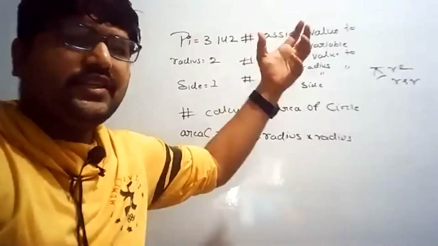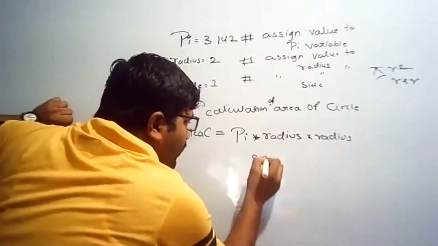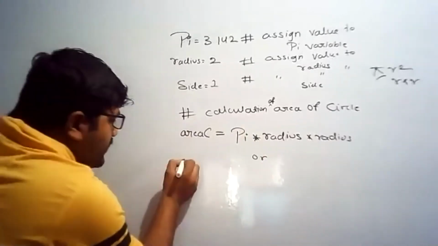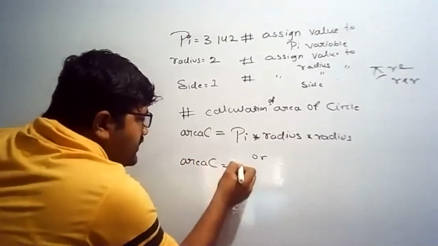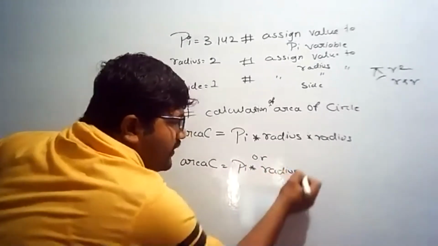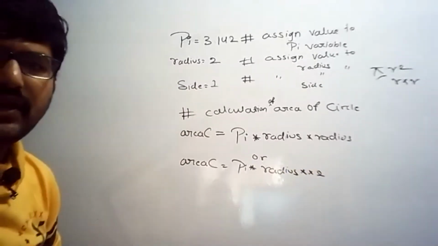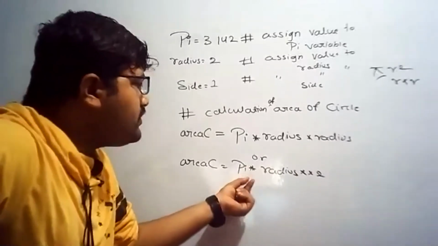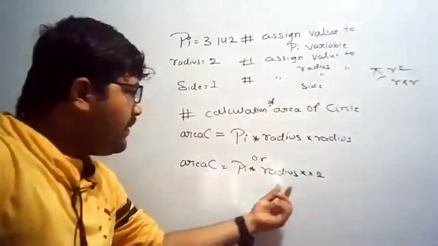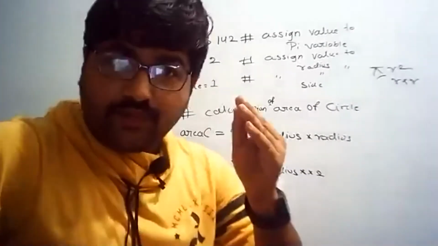When I was teaching about operators, I taught you that I can write the area of circle is equal to pi into radius star 2. Can I write that one? Pi into radius to the power 2, that is r to the power 2. This double star is going to represent the power. I hope you remember that one.